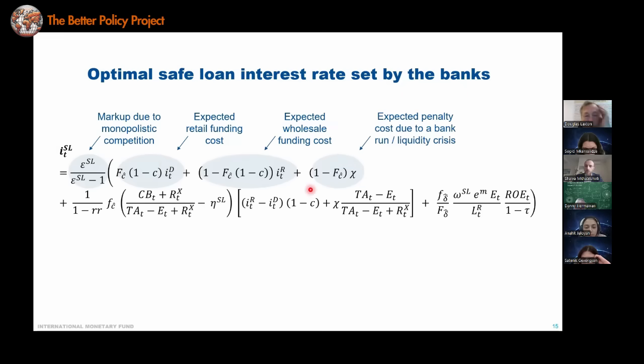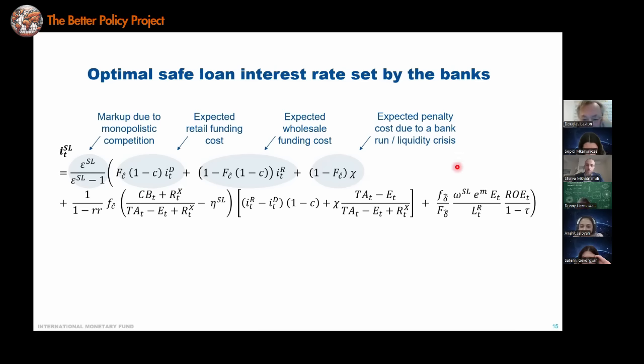And the interest rate also needs to compensate for the possibility that in some states, in some situations, banks may run out of collateral. They will have a liquidity crisis, and that's costly. And with the respective probability, loans need to compensate for that. So this seems pretty standard and easy to understand.